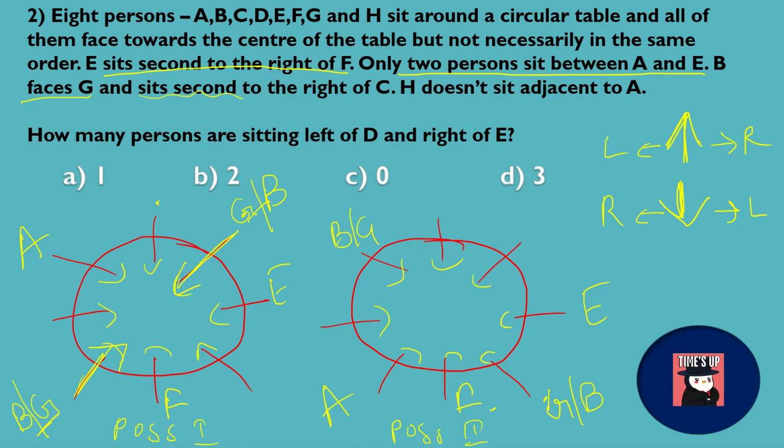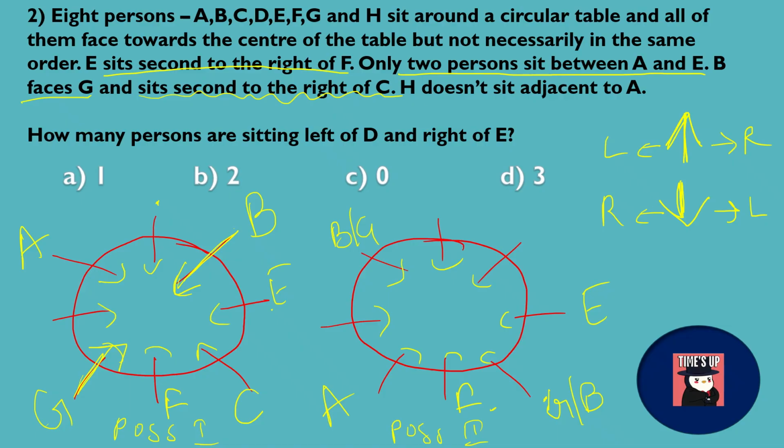B sits second to the right of C. Now, if I place 1, 2, B here, then G will be here.